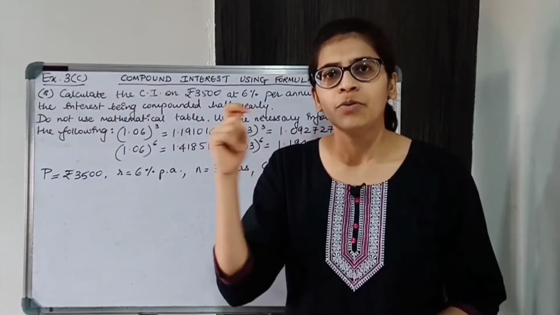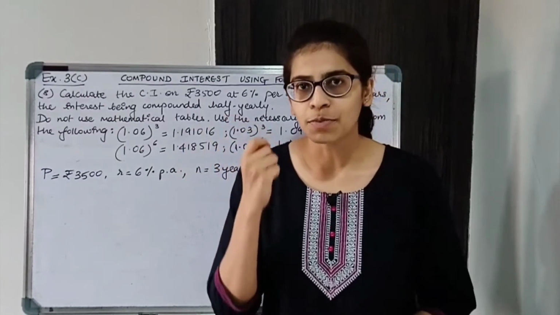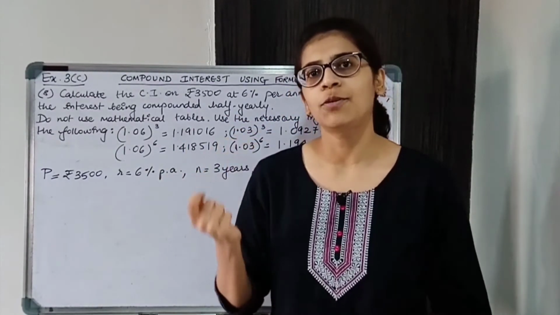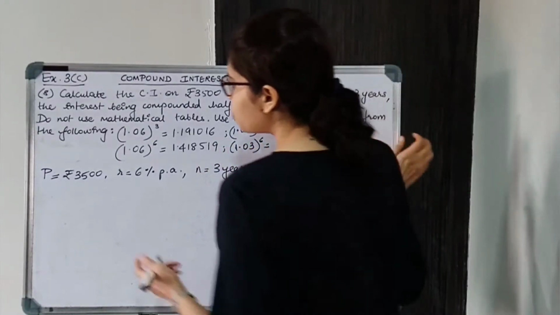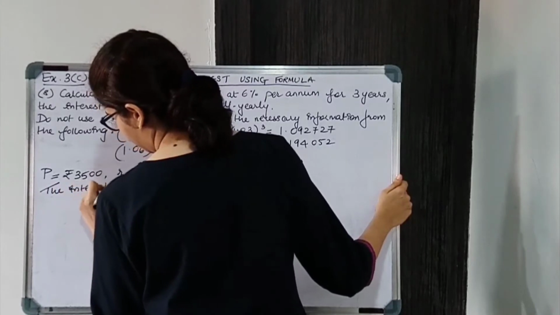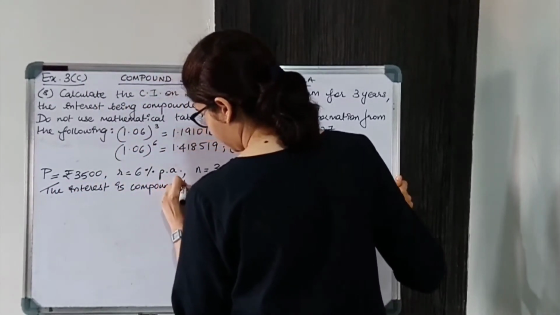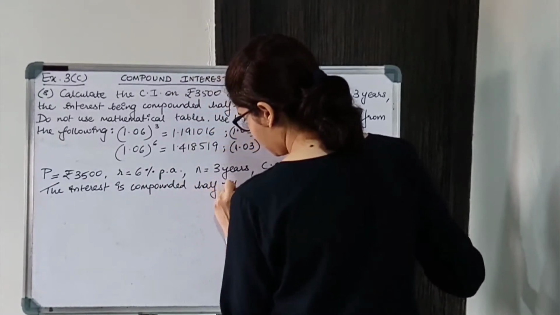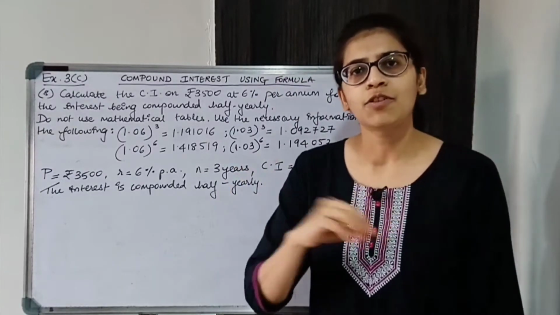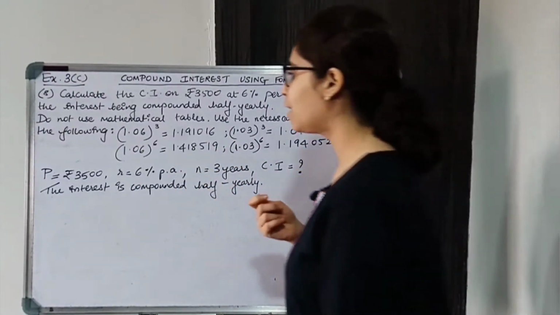When the interest is compounded half yearly, in the formula of amount, you divide rate of interest by 2 and multiply number of years by 2. Okay, so you'll modify the formula. So just write down the interest is compounded half yearly. If you forget this, then the formula will be wrong and the answer will be wrong. Okay, so be very careful.